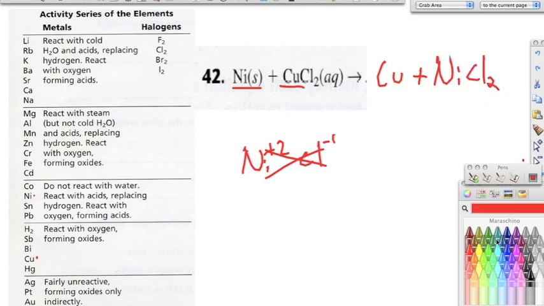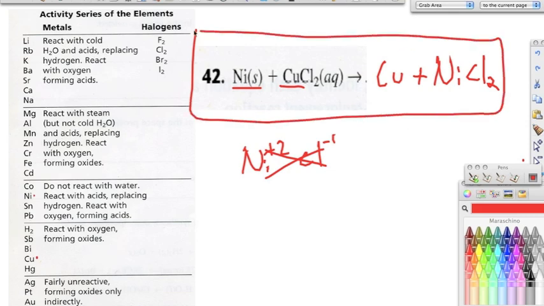Okay, from here we just got to go ahead and balance it, and we see that we have 1 nickel, 1 copper, 1 copper, 2 chlorines, 2 chlorines, so it's already balanced. So this would be our answer.